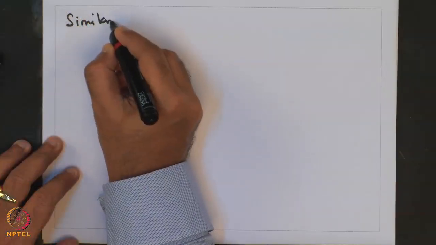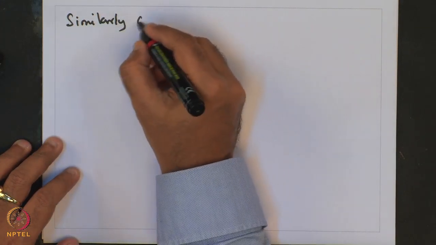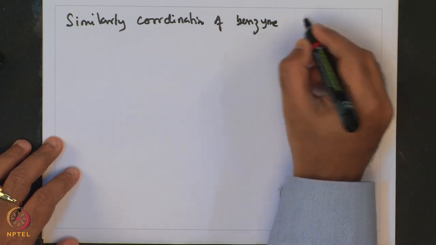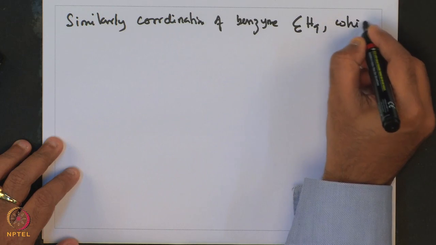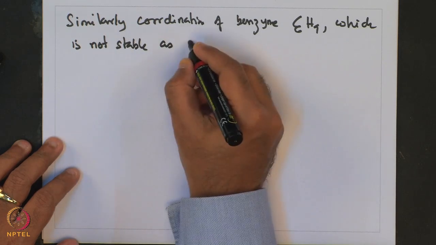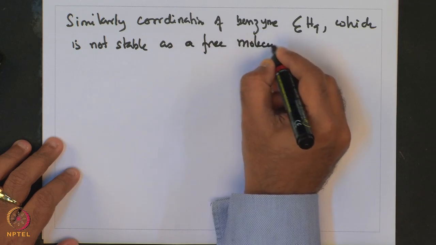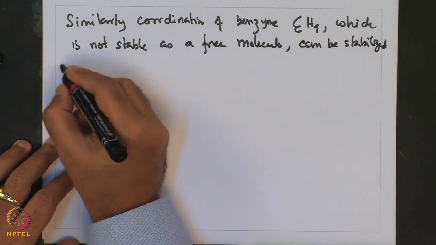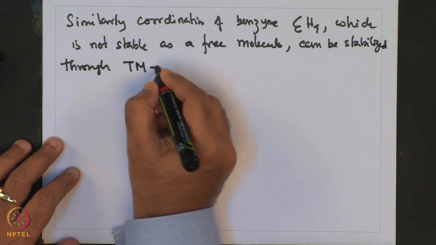For example, along the stabilization of cyclohexyne, similarly, coordination of benzyne C6H4, which also is not stable as a free molecule, can be stabilized through transition metal alkyne complex.